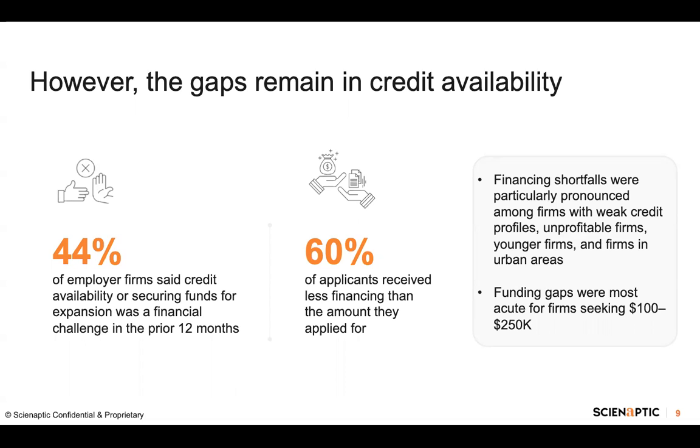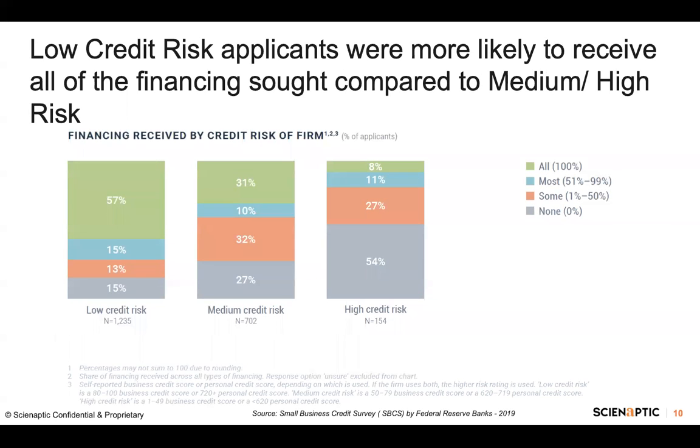But the funding gaps were most acute for firms seeking the small ticket loans of either less than 100 or 100 to 250,000. Now this chart again by the survey highlights the classic risk management approach to the approvals and the funding.